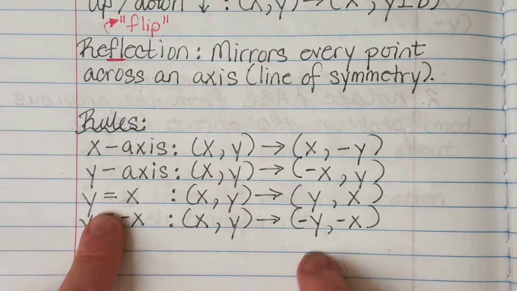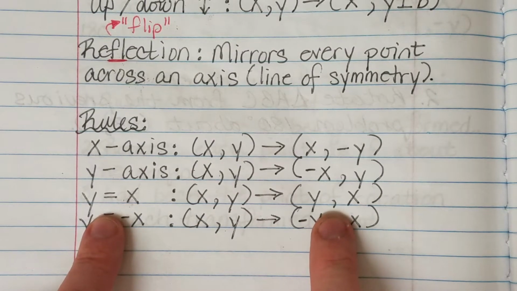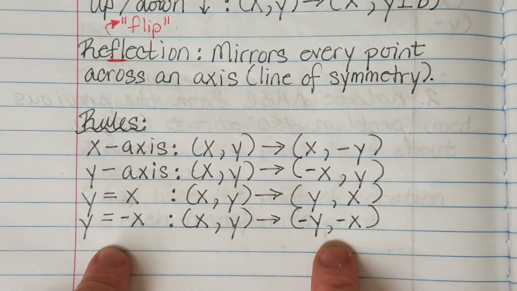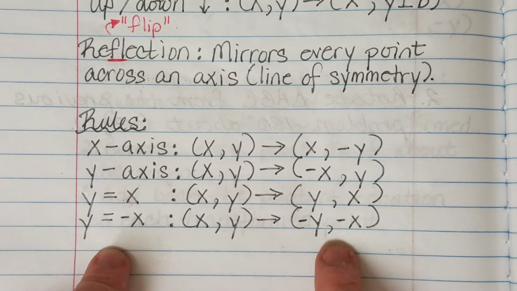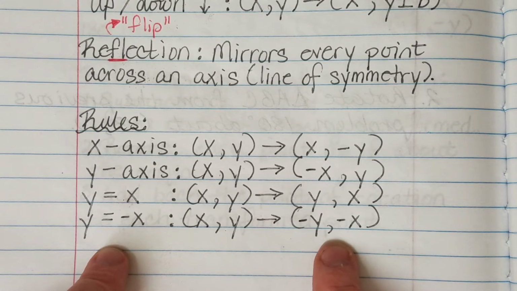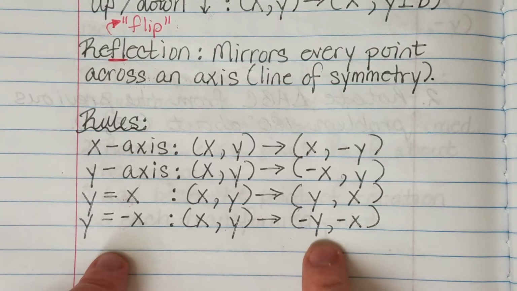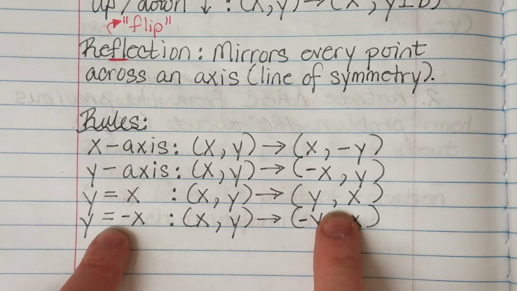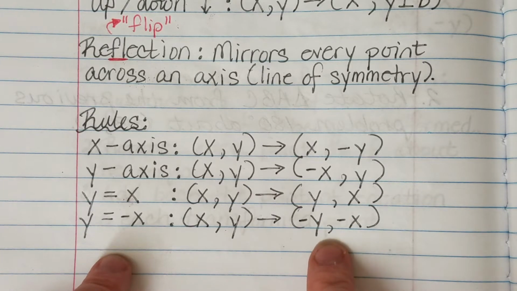So for y equals x, you just simply swap the x and the y coordinate. And for y equals -x, you swap the x and the y and you change both of their signs. Basically, everything you could do to the points, you do. You're going to change both of the signs and swap the two terms. So here we swap, here we change the signs and swap.